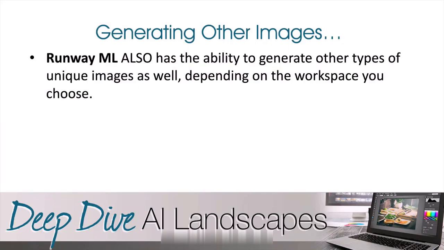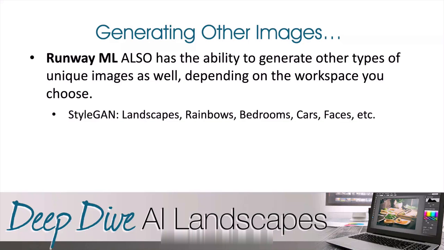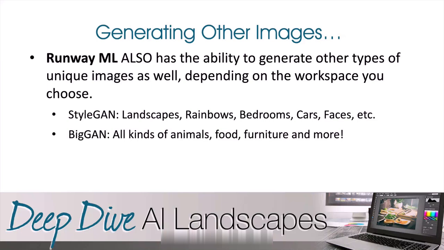So Runway ML also has the ability to generate other types of unique images as well, depending on the workspace you choose. And you'll see what I mean by workspace when we get into this software in Module 3. So StyleGAN, we've already mentioned outputs in landscapes, but it also has the ability to create rainbows, which is very interesting. Even bedrooms, for whatever reason. It's super cool. You'll see. Cars, faces, lots of things. Then there's also BigGAN within Runway ML that allows you to generate unique copies of all kinds of animals, food, furniture, you name it.